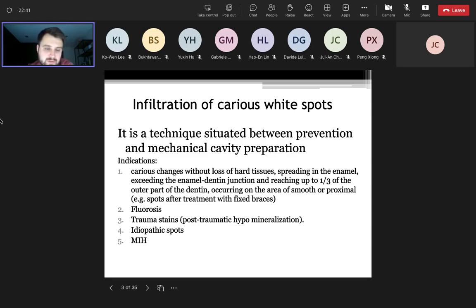Infiltration is also a good way to treat white spots caused by fluorosis or trauma, especially in young patients. Sometimes we try to treat idiopathic spots or MIH to save people from preparations, because we try to save as much hard tissue as we can, because even the best restoration isn't as good and as aesthetic as the natural enamel.